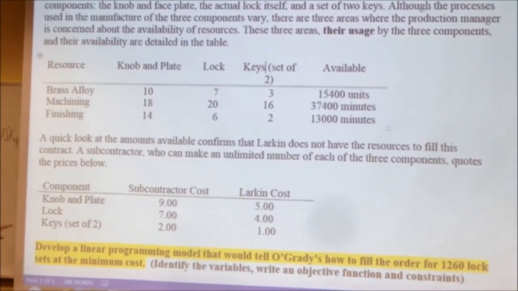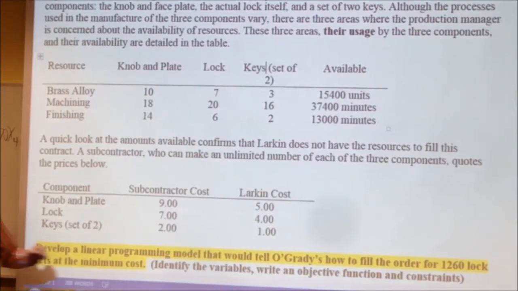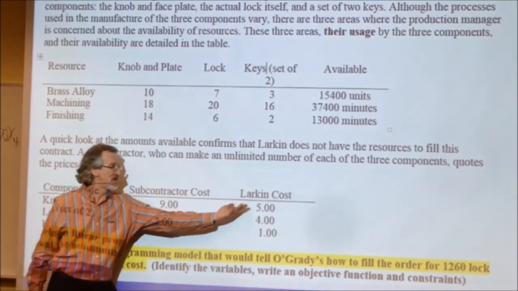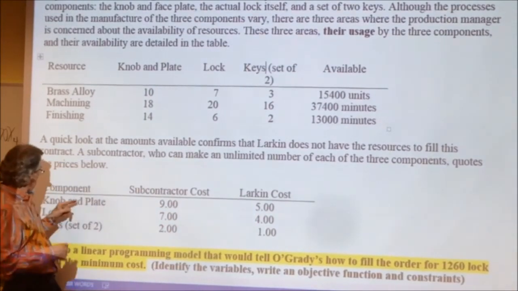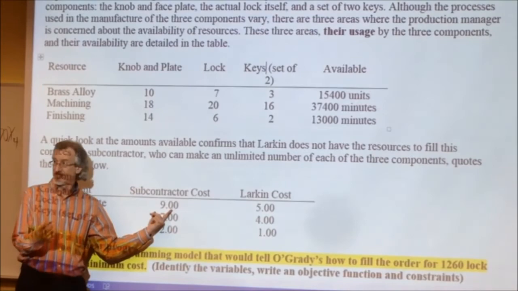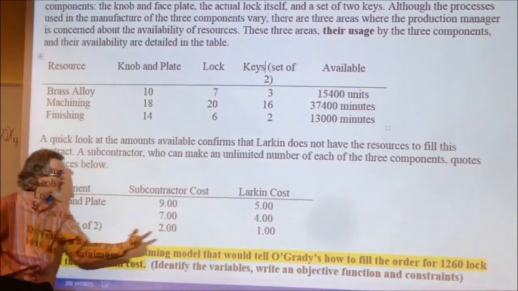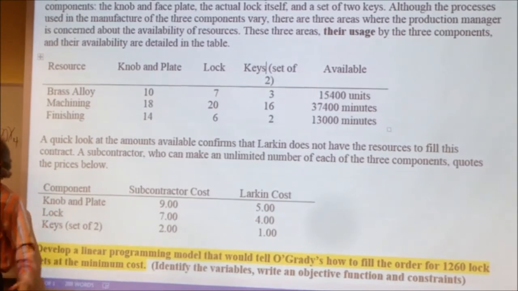And then it says, develop a linear programming model that would tell O'Grady's how to fill this order of the 1,260 lock sets at a minimum cost. Objective function, max or min. And you've got to turn all 6 variables into money, and you're probably using this area right here, right? Whatever variable you're using for the amount we're going to make of knob and plates times $5. However many knob and plates we're getting from the subcontractors times $9. $4 and $7, make them or buy them from the subcontractor. $1 or $2 if we make the set of keys or have them make the set of keys.